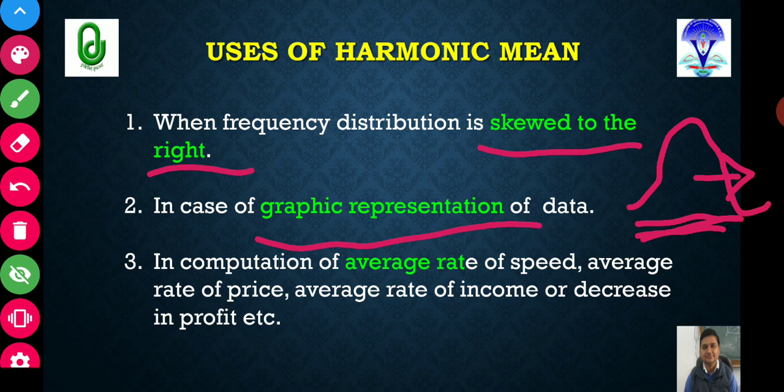Also, in the case of graphic representation of data, when the data is represented in graphical form, you can use the harmonic mean. In computation of average rate of speed, when you have average rate, average changes, average speed, then in that case you can use the harmonic mean. When you have averages of ratios and percentages, you can use the geometric mean. But when you have averages of rates, you will have to use the harmonic mean.